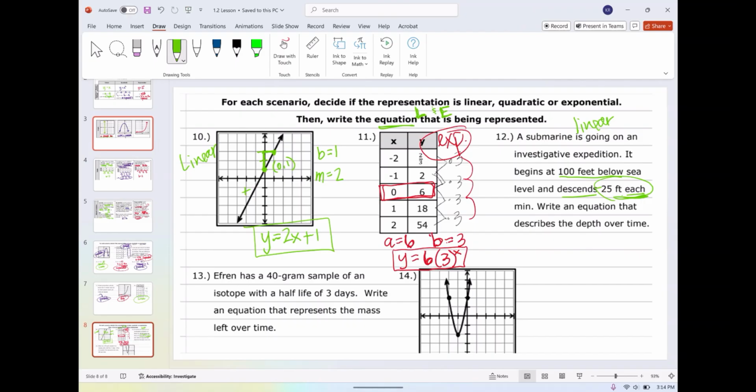All right, and now we have to figure out, if it started 100 feet below sea level, then our y-intercept or b value is negative 100 because it's 100 feet below. And then our slope, how much it's going down each minute, is 25 feet. So it's going down, which means it's going to be negative 25. So then when we write the equation of our line, it'll be y equals negative 25x minus 100.